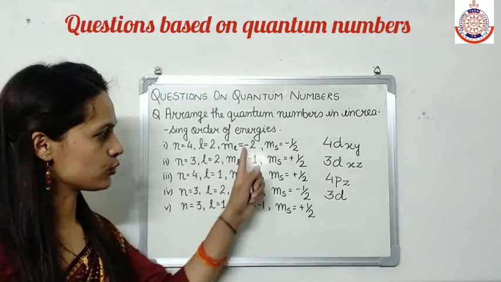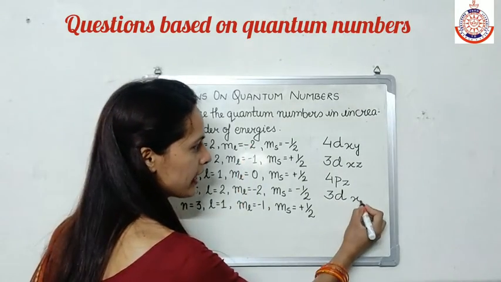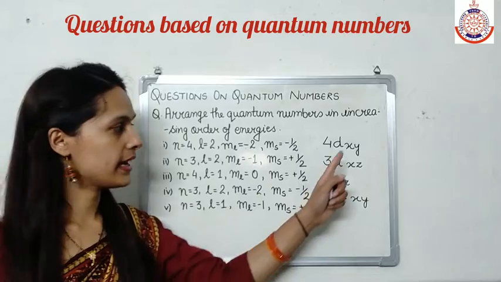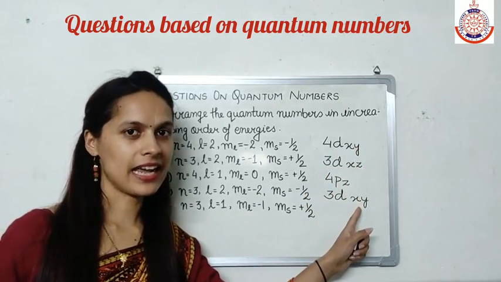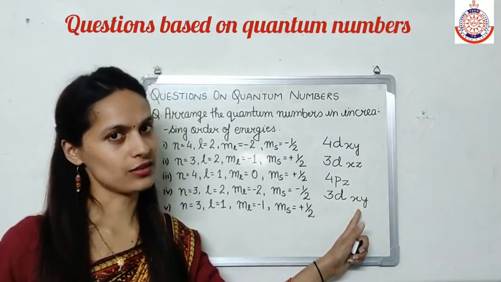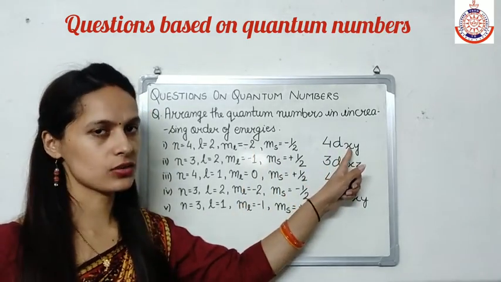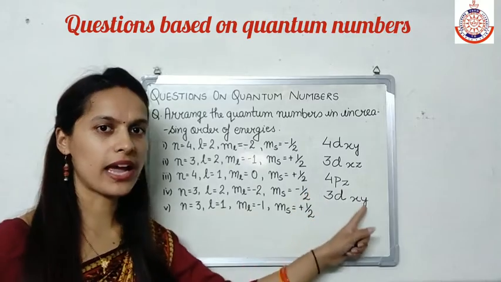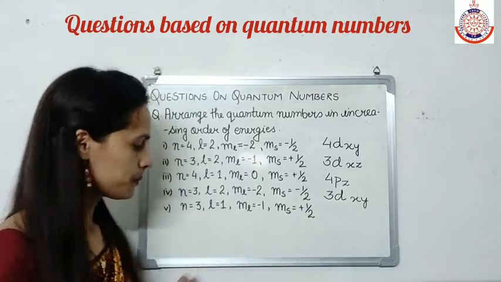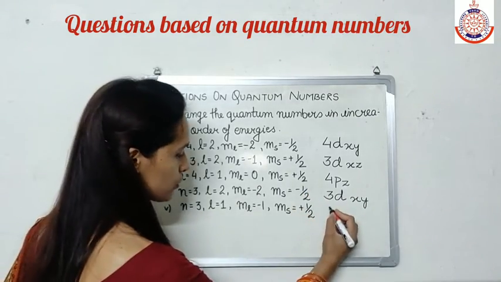ml equals minus 2, so ml equals minus 2, again I'll write here xy. If I write x square minus y square, then it is wrong, because for minus 2 I am considering that it is dxy. So here also it is minus 2, so I have to write only xy. N equals 3, so it is 3.